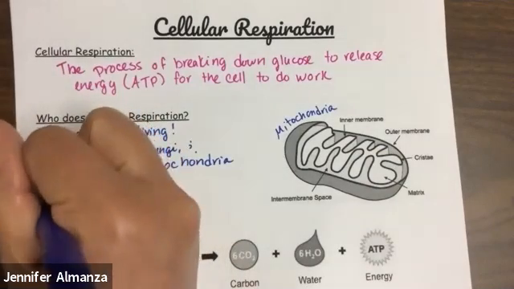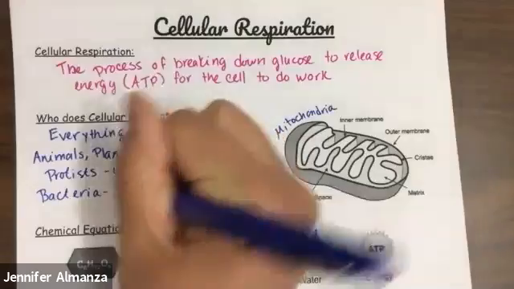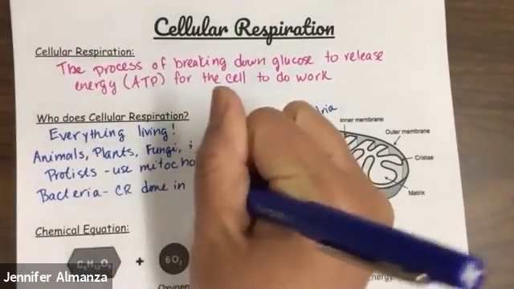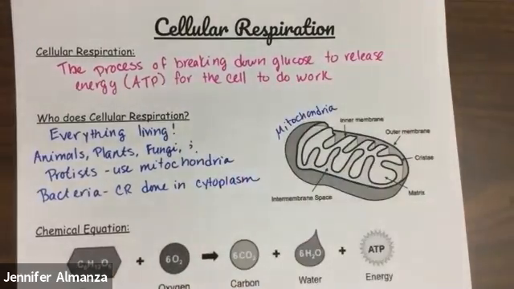And then we have bacteria. Bacteria don't have mitochondria. And so cellular respiration is done in the cytoplasm. Okay, so that's what's special with bacteria. Cellular respiration is done in their cytoplasm.